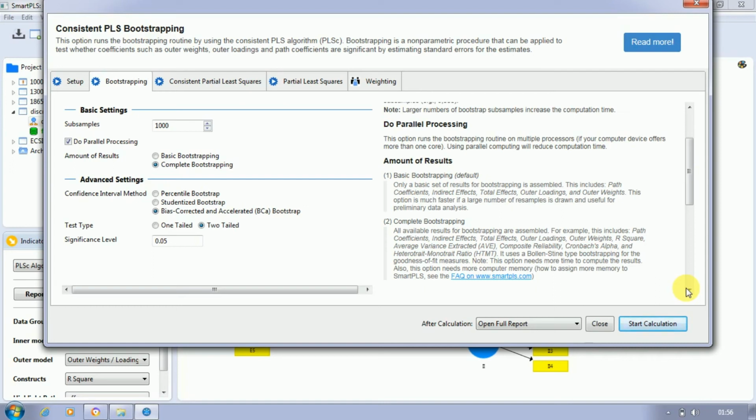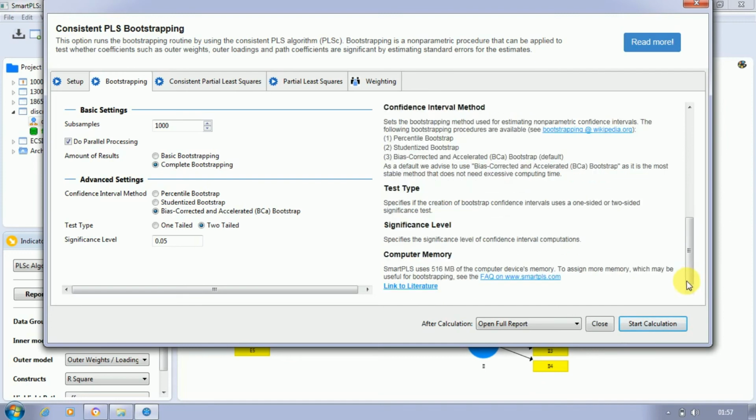For significance level, it will show the confidence interval estimate. So specify the significance level of confidence interval computation. As you know, for human behavior we always take a 95% confidence interval. So here the significance level is 0.05.